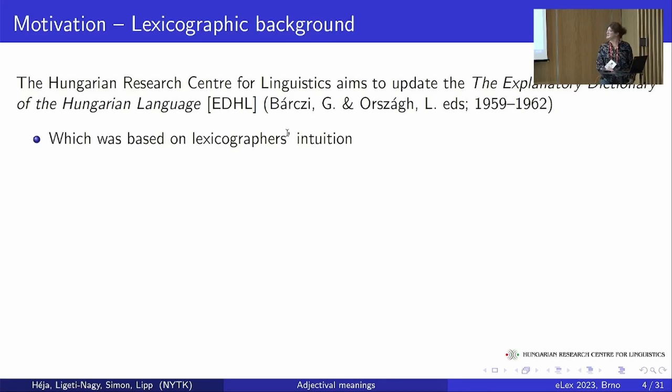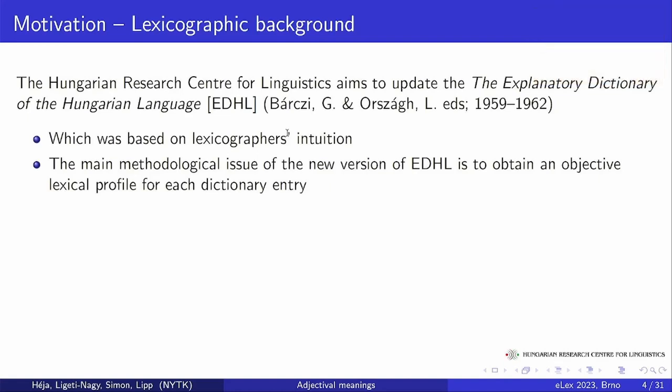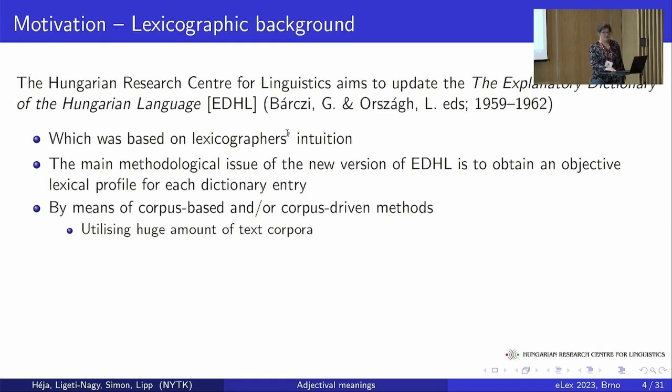So the basic motivation is that the Hungarian Research Center for Linguistics has recently launched a project which aims to create the new version of the explanatory dictionary of the Hungarian language, which was originally created in the beginning of the 1960s. And as was usual at that age, it's completely based on lexicographers' intuition. So the main methodological issue in this new version is how to obtain an objective lexical profile for each dictionary entry. I think it's quite obvious now that we should apply corpus-based or corpus-driven methods. That is, we should rely on a huge amount of textual data.